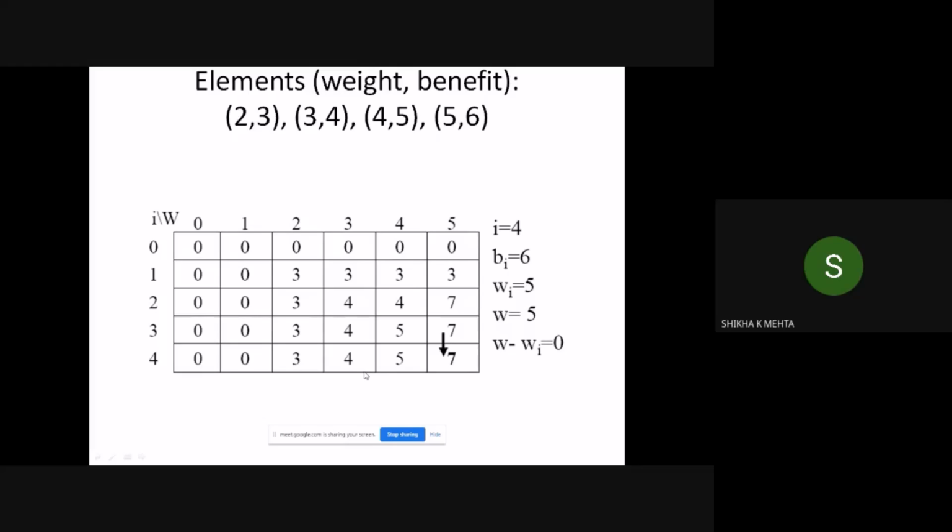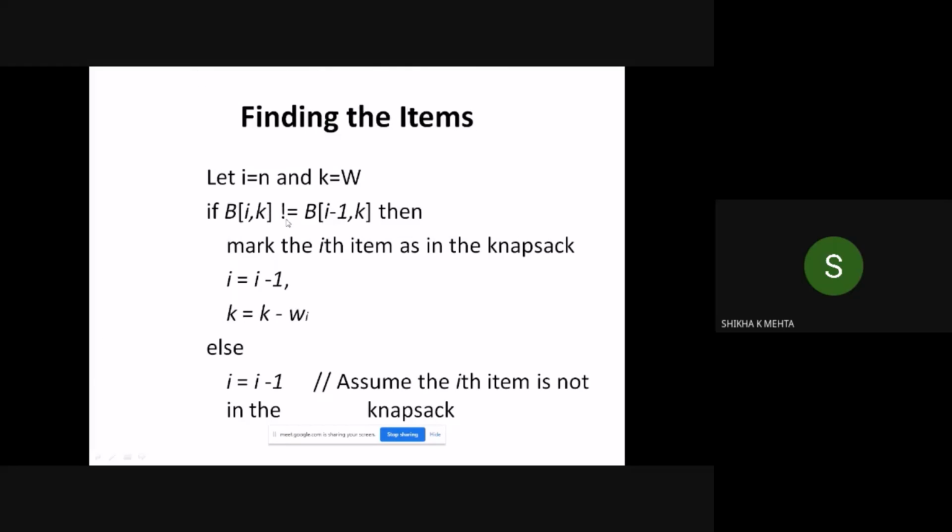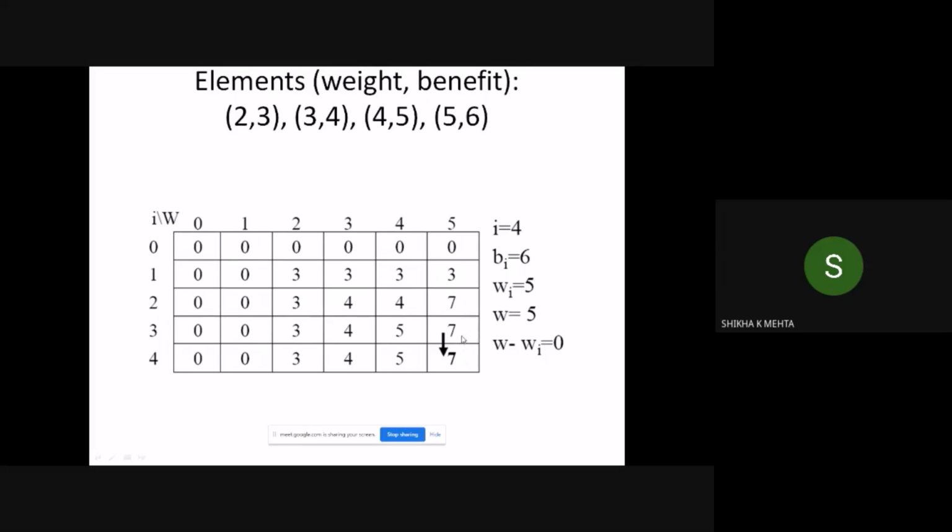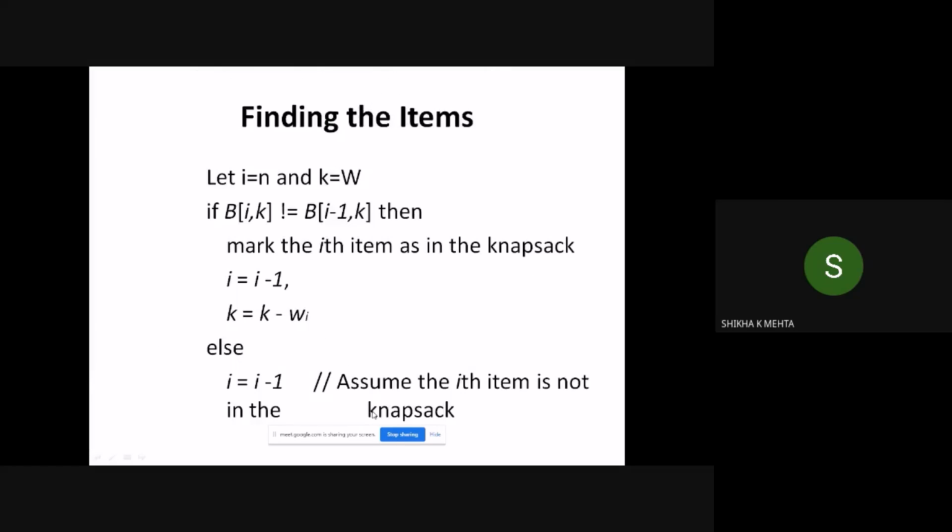So if this is not equal to this, only then will the ith item be kept in the knapsack. That means if these values are the same, then because we start from the last item, that item will not be kept in the knapsack. This is how we consider which particular item will be kept in the knapsack and which one will be discarded. If these values are not the same, then we will keep the item i in the knapsack and then we will reduce the row number by 1.